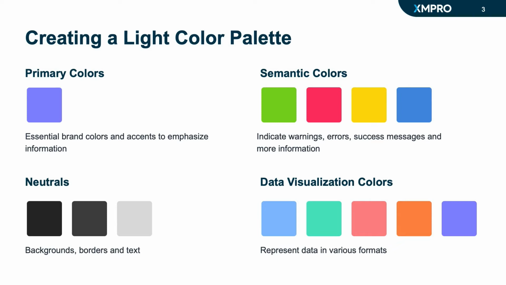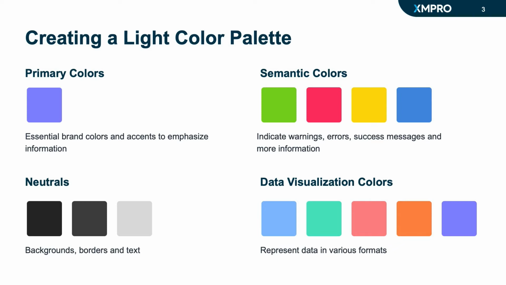Now let's look at semantic colors. These colors are used to show warnings, errors, success messages, and more information. Typically you have green, red, yellow, and blue, but this can be anything you want. Just remember that green is typically associated with success, red with an error, yellow with a warning, and blue with more information. But this can really vary based on your preferences. Then we have neutrals. I recommend having at least 3 options to work with for backgrounds, borders, and text.